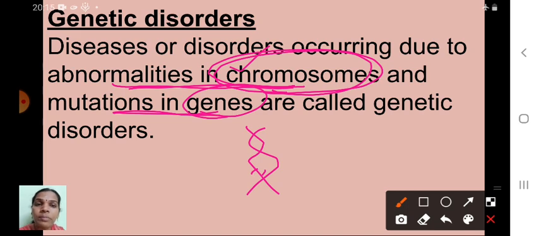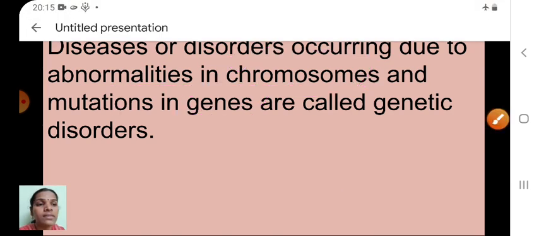So can you say the two reasons? The first one is abnormalities in chromosomes. The second one is mutation in genes. A gene is a segment of DNA. So if any arrangement changes or alterations are there, that is called mutation in genes. So mutation in genes leads to genetic disorder. Understood, children? Shall I go to the next one now?